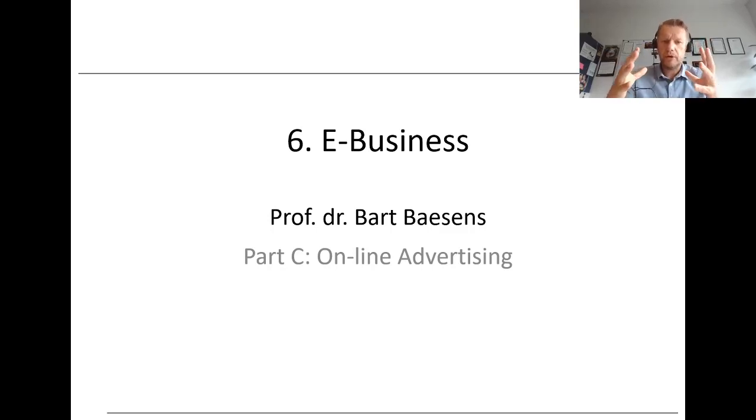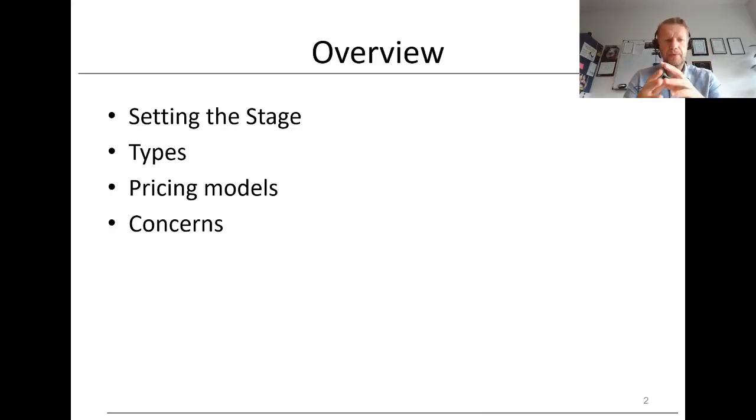Okay, guys, so in this part C of the e-business chapter, we will talk about online advertising. Let's start with the overview. First, we're going to set the stage, provide a few definitions and some reference numbers. Then we're going to zoom in to various types of online advertising, such as banners, search-based advertising, etc. We will then discuss various types of pricing models that can be adopted in online advertising. And obviously, we will conclude this chapter with some concerns related to privacy, for example. So let's kick off by setting the stage.